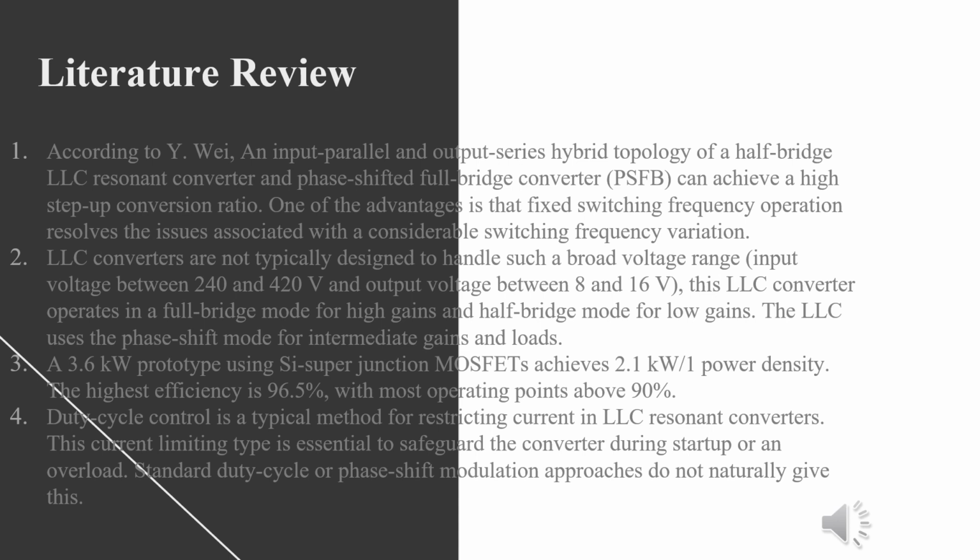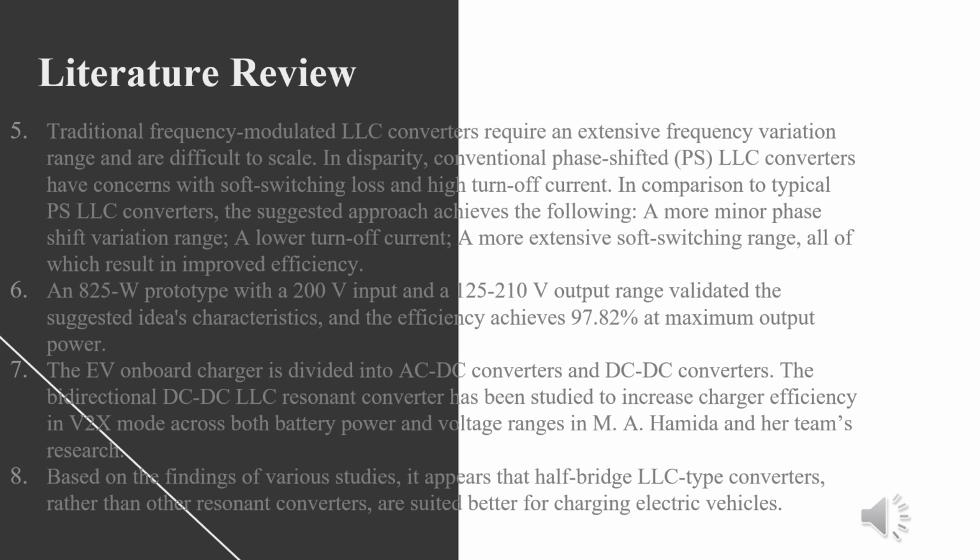Duty cycle control is a typical method for restricting current in LLC resonant converters. The current limiting type is essential to safeguard the converter during startup or an overload. Standard duty cycle or phase shift modulation approaches do not naturally give this. Traditional frequency modulated LLC converters require an extensive frequency variation range and are difficult to scale. In disparity, conventional phase shifted LLC converters have concerns with soft switching loss and high turnoff current.